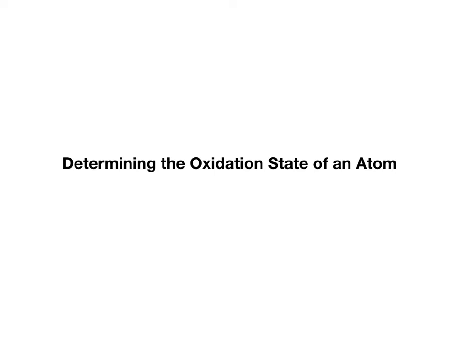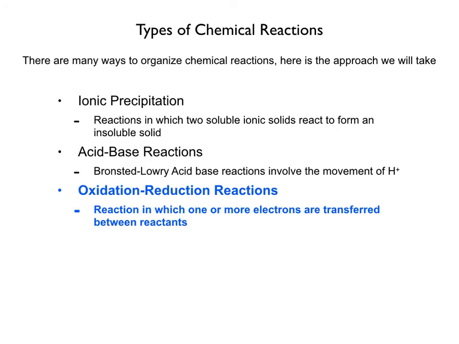This lecture is going to go over the concept of how to determine the oxidation state of an atom. This is part of one of our types of classifications of chemical reactions, and this is particularly important for oxidation reduction reactions, and these are reactions in which one or more electrons are transferred between reactants.